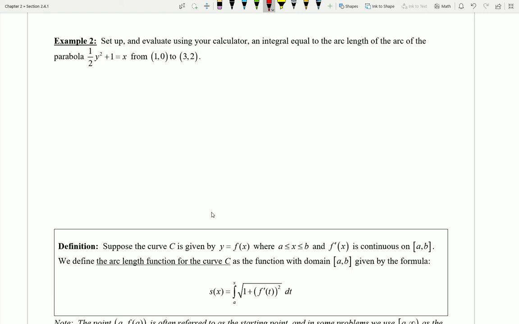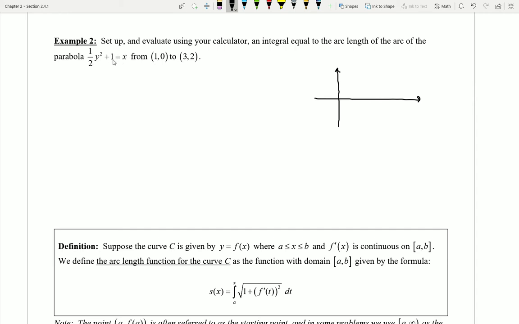Now let's take a look here at example number 2, where we're going to be asked to set up and evaluate, using our calculator, an integral that's equal to the arc length for the arc of the parabola that goes from (1, 0) to (3, 2). Now again, kind of like what we did in the last video, I'm going to provide a really quick rough sketch of what this curve looks like, so I know exactly how I might be interested in setting up my integral.